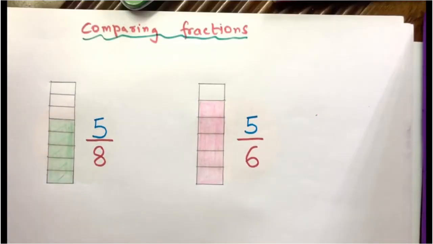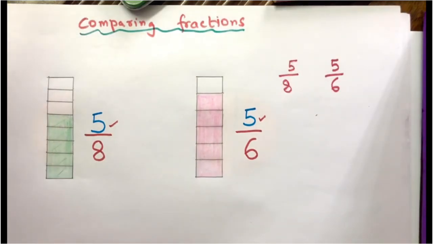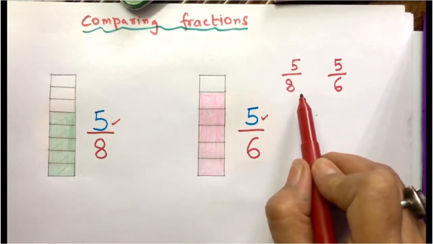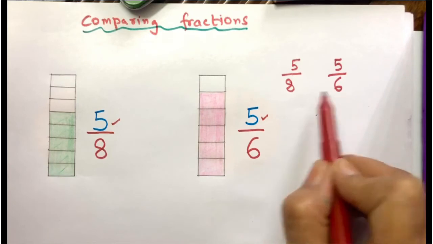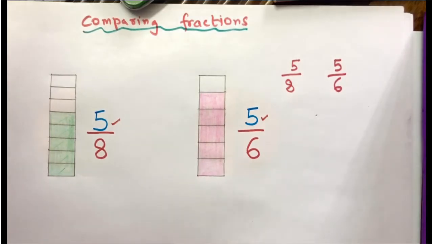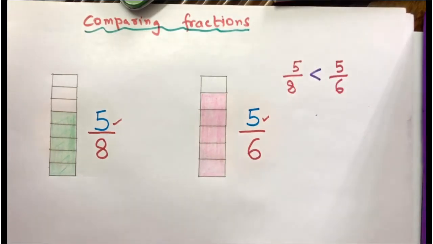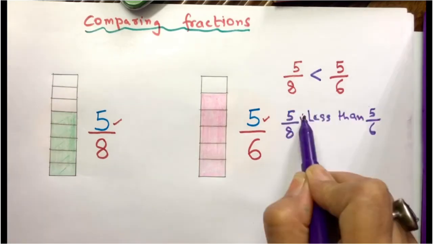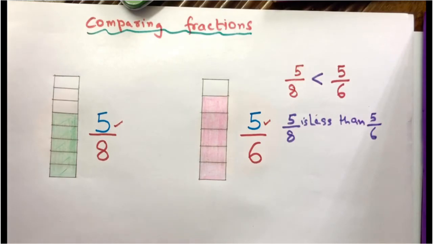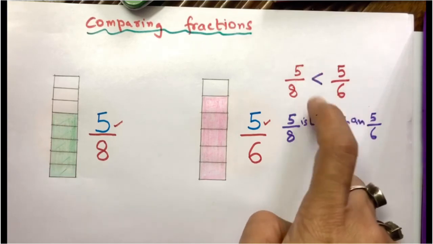Let's take another example. Here you can see that numerators are equal. So again, if numerators are same, we check the denominators, and whichever is smaller will make a bigger fraction. So here 6 is less than 8. So this will form a bigger fraction. So how do we write now? 5/8 is less than 5/6, because this is the bigger fraction. Got it? So for numerators which are same, we check the smaller denominator. Smaller the denominator, greater the fraction.